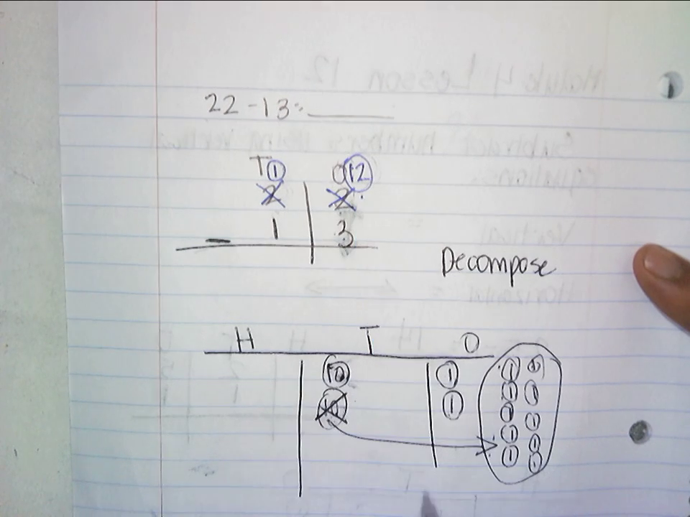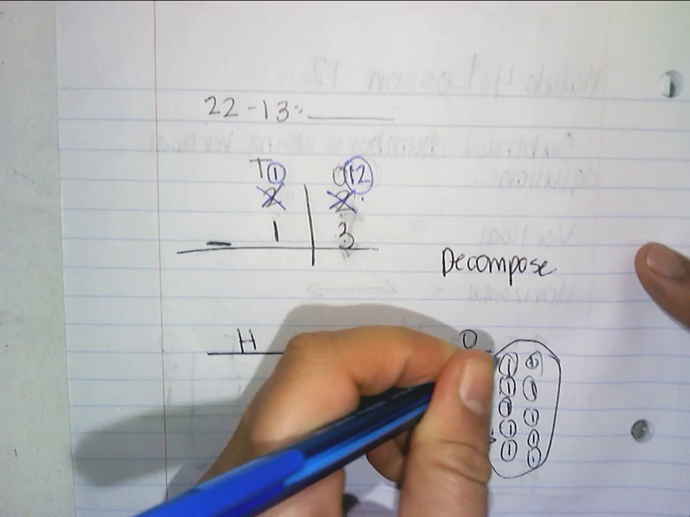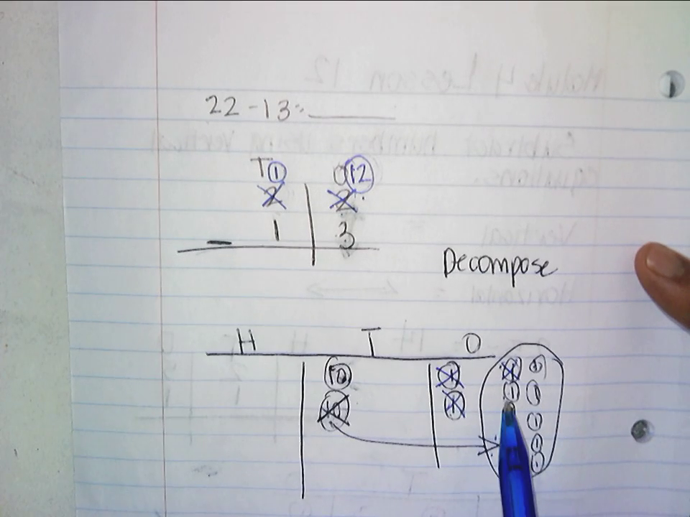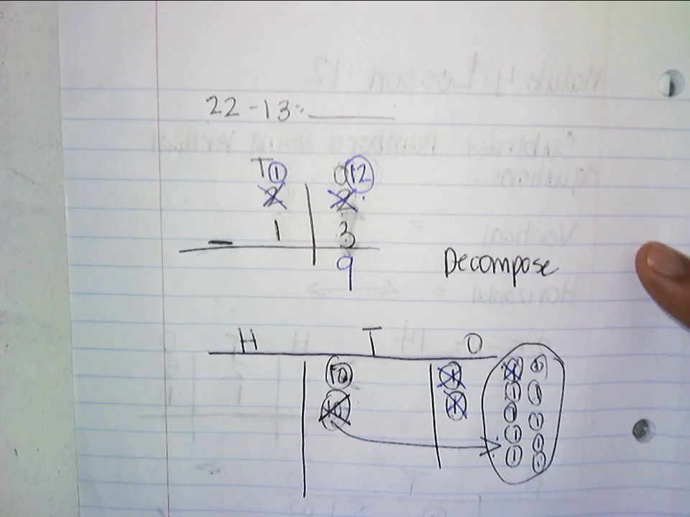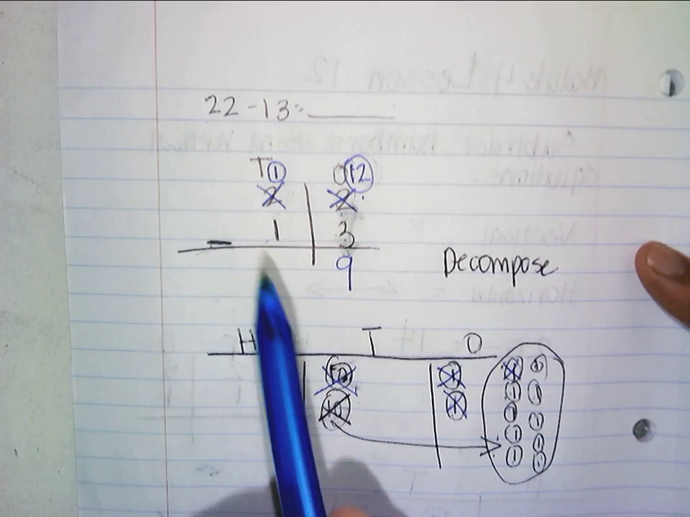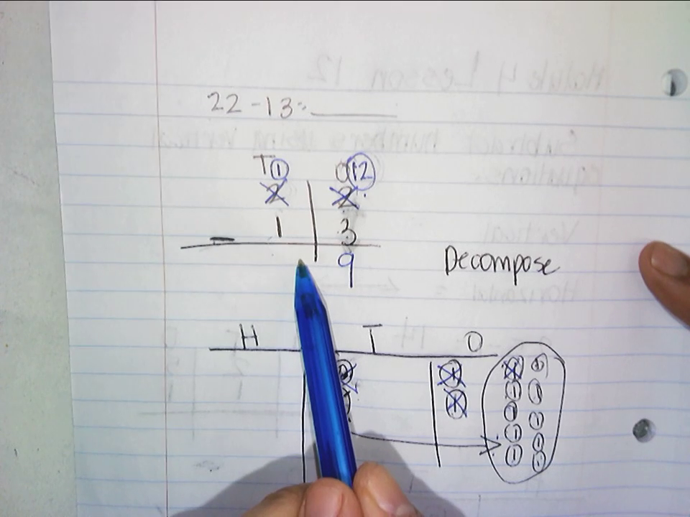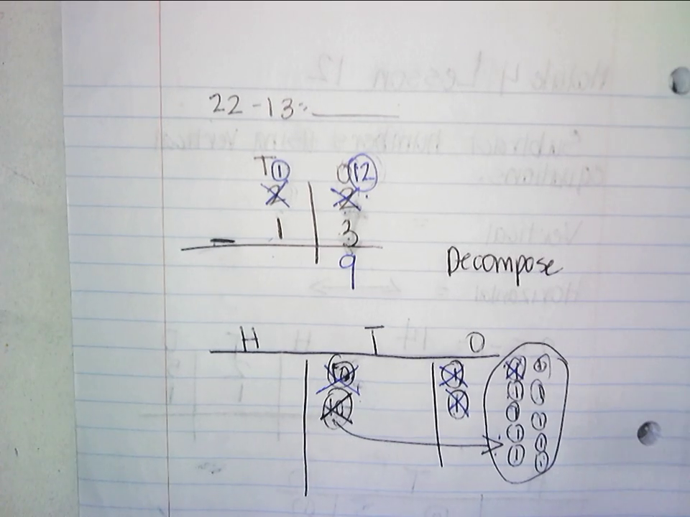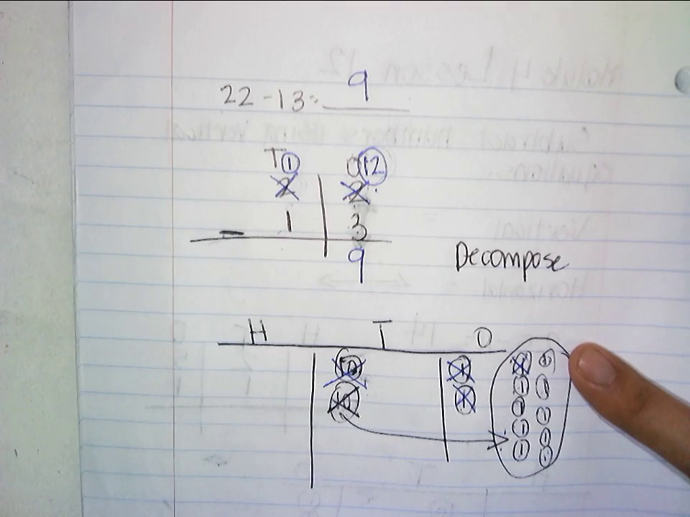So 12 minus 3, 1, 2, 3. That leaves me with 9. 1, 2, 3, 4, 5, 6, 7, 8, 9. And then in the tens place, I have 1, and I'm going to subtract 1, which is 0. If you have a 0 in the tens place and there's no hundred, you don't have to write a 0. Because if you just leave it blank, we know that it means nothing. So your answer is 9.